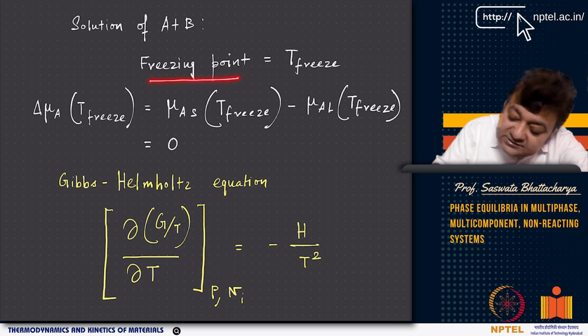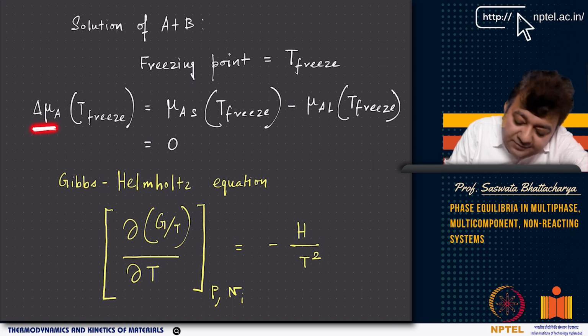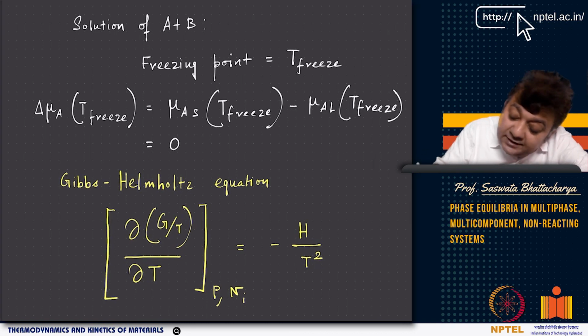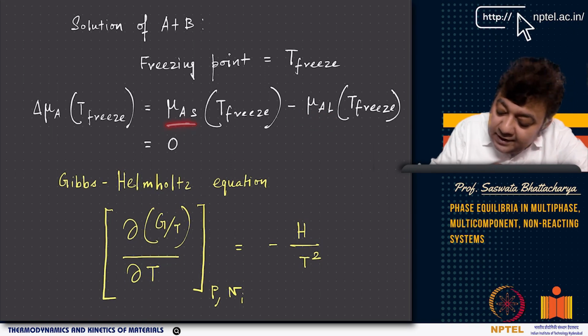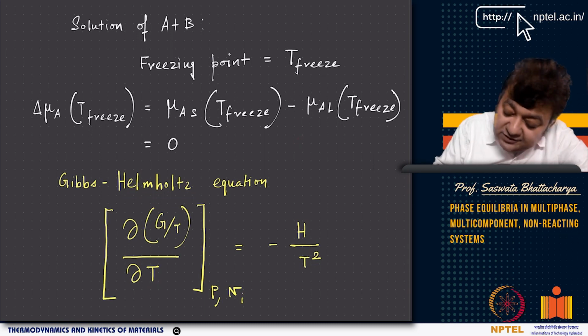So if I look at a solution of A and B, if we define a new freezing point, which is T freeze, then we can tell delta mu A, that is the relative partial molar free energy, or the chemical potential of A in the solution, the difference between the chemical potential of A in the solid and that in the liquid, mu AL, is equal to 0 at T freeze, because at T freeze the solution freezes.